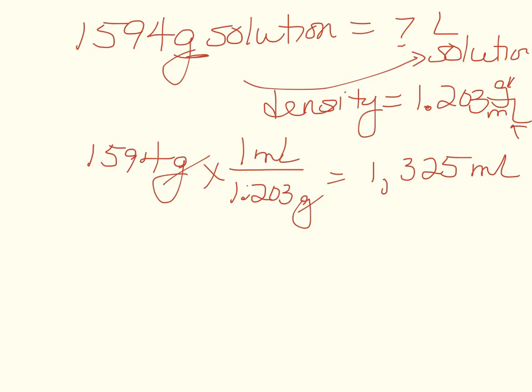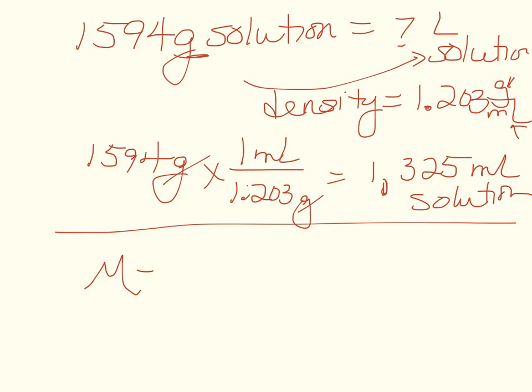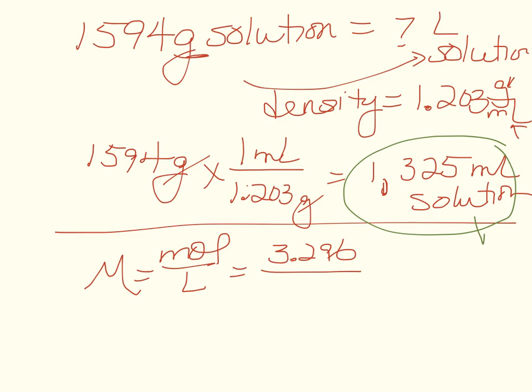1,325 milliliters, that's a comma, of solution. All right, now we've done so many calculations, let me remind you what we're trying to do. We're trying to find molarity, which is moles of solute over liters of solution. The moles of solute, keep having to look back there, 3.296. And the liters of solution, all right, we have milliliters. So convert that to liters.